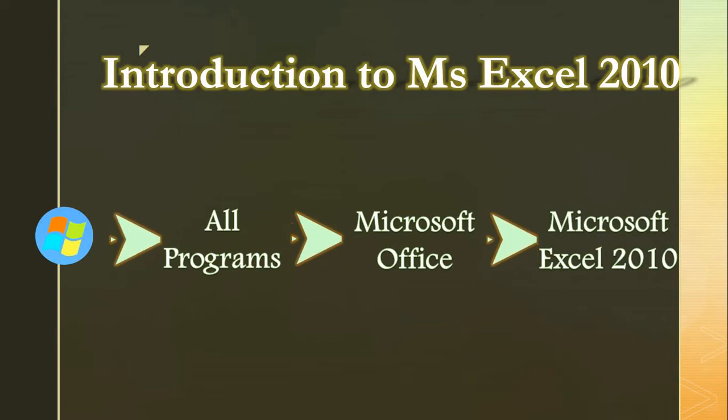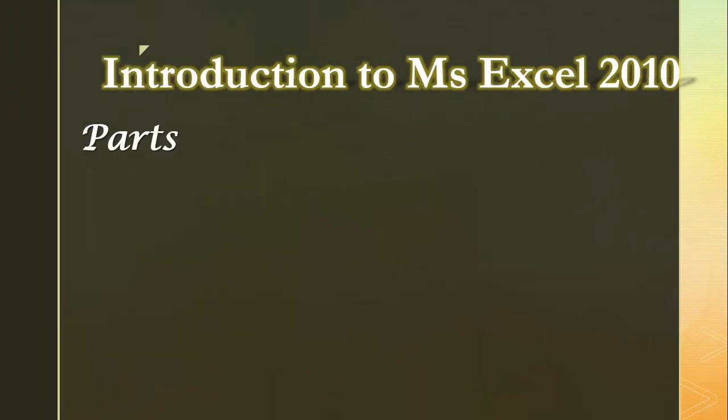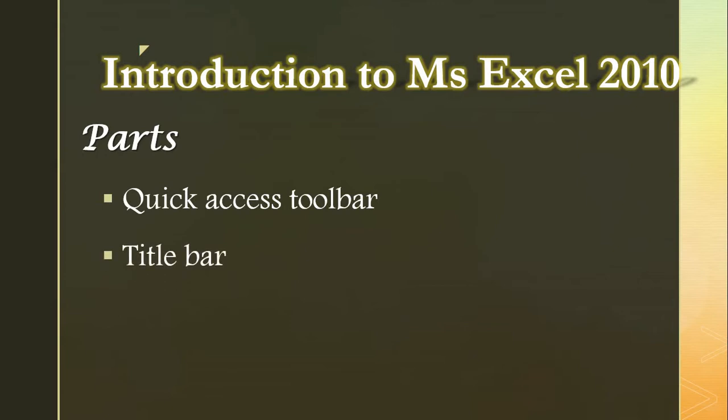After starting Microsoft Excel 2010, we have discussed the parts of Microsoft Excel 2010. The Microsoft Excel window has various parts. First one, Quick Access Toolbar. By using this toolbar, you can access the commands that you use often. By default, it has save, undo and redo commands. You can add commands of your choice. Next, Title Bar. It displays the name of the workbook in which you are currently working.